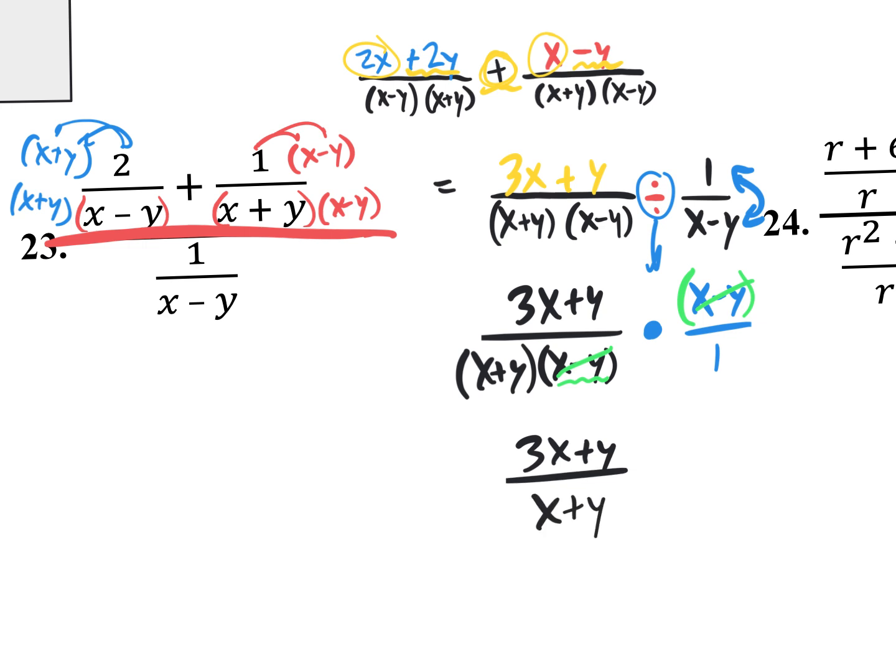Now, some of us might be thinking, why can't I cancel this y with that y? Well, because there's addition going on. Remember, it has to be pure multiplication. That's the reason why we factor, to get multiplication to be able to cancel. Okay. So this is our answer right here. Let's move on to number 24.